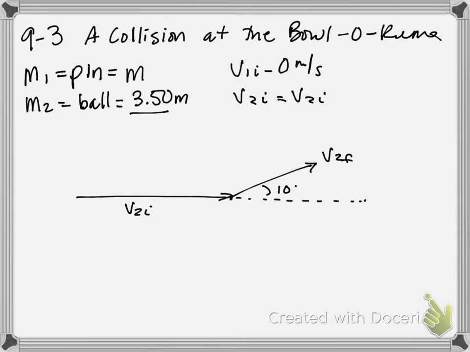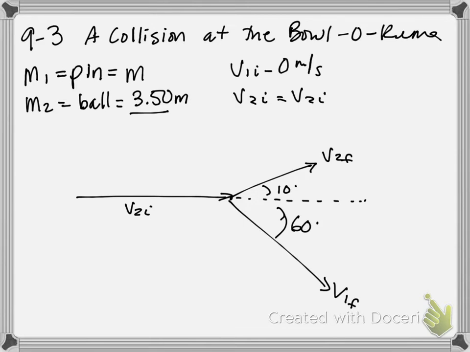The pin scoots off to the right at 60 degrees. So I'm going to try to do a better job here. Here's V1f, and this angle is 60 degrees. Okay, so my drawing is not perfectly to scale, but I'm in the right quadrant, and this gives me an idea of how to start. So the question they're asking is, is the pin moving faster or slower than the ball, and by what factor?